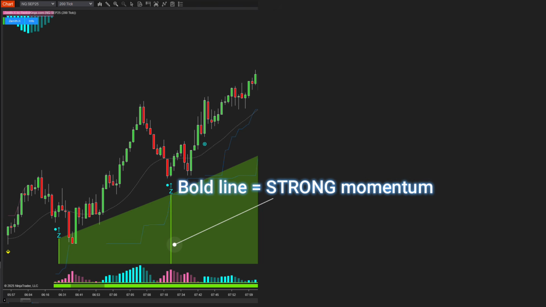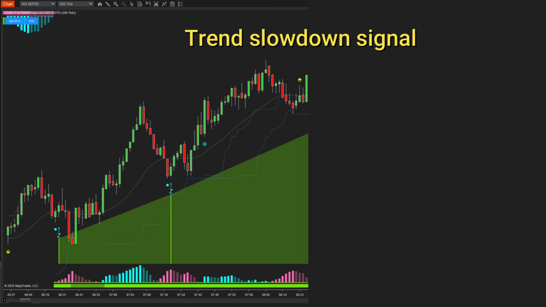To make them stand out, the system draws the signal line in a bold style, indicating a stronger conviction behind the move. In contrast, when a signal shows up after a trend slowdown alert, it is labeled as a low momentum signal. This means the market is likely losing strength, and a possible reversal or sideways phase may follow.